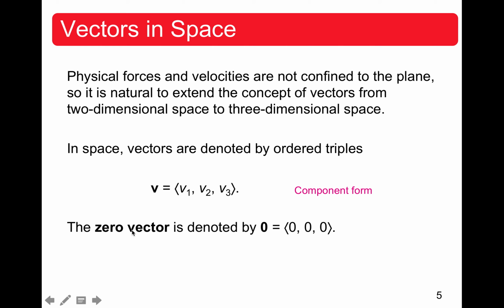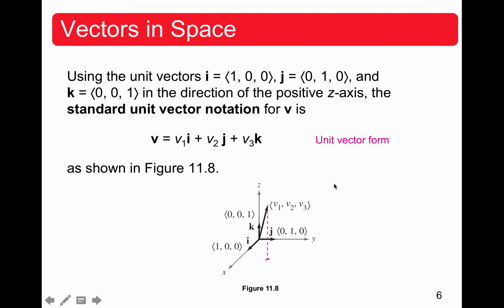Just like in 2 dimensions, the 0 vector just means we're going to have 0 in all of those component locations. The unit vector means that we have a 1 in either the x, y, or z location of the vector. So you can see i means that we are only going 1 unit in the x direction, j is 1 unit in the y direction, and k is 1 unit in the z direction.